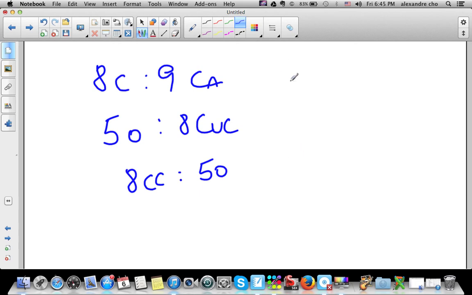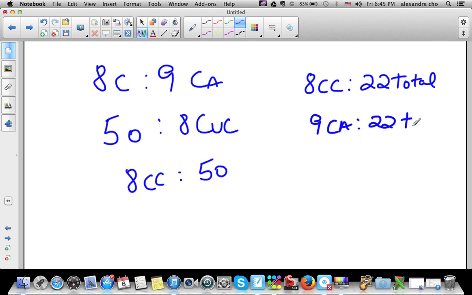Part B, write a part to total ratio. Well, part of the salad was the 8 cucumbers. So we have 8 cucumbers compared to the total of all the items. So you have 8 plus 9, which is 17, plus 5, which is 22. A total of 22 ingredients in this salad. Okay. Another one you could have written was 9 carrots to 22 total, or even the 5 onions to 22 total. That's a part to total comparison.